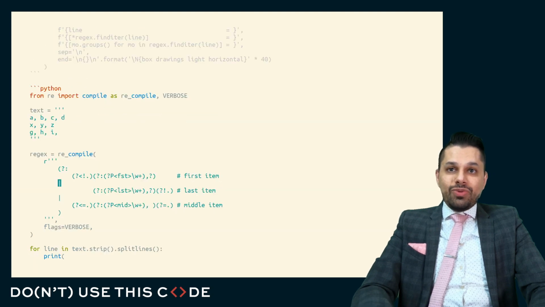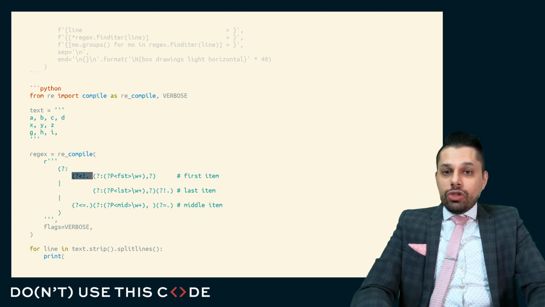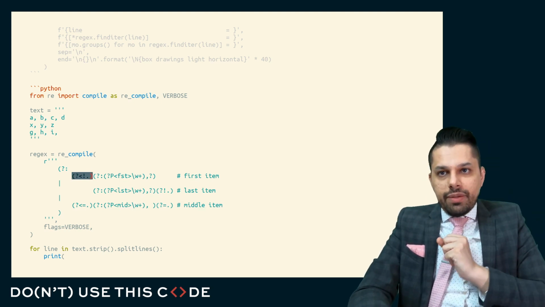And that's what this is right here. Here, I have a complex regular expression. I'm going to have a non-capture group with three possibilities. Either the first item, the last item, or the middle item. For the first item, I am using a negative look behind. I look behind and I say, as long as there's nothing in front of me, then you're the first item.